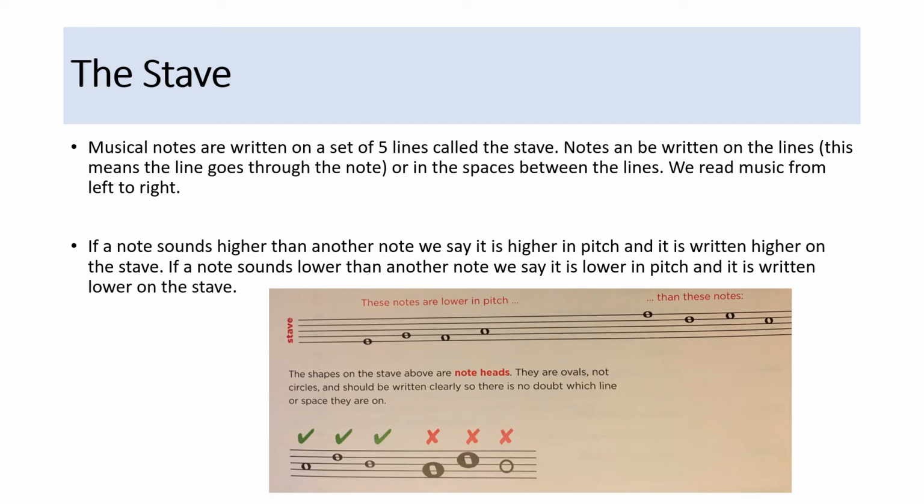The shapes on the stave above are note heads. That's what we call them, note heads. So in the example, you can see there's 4 note heads which are low in pitch and 4 note heads which are high in pitch. Note heads are ovals, not circles, and they need to be written clearly so that there's no doubt which line or space they are on. So there's some examples there for you to see.